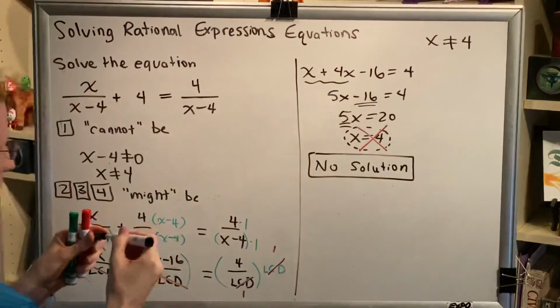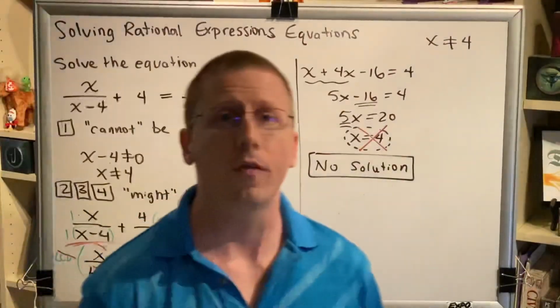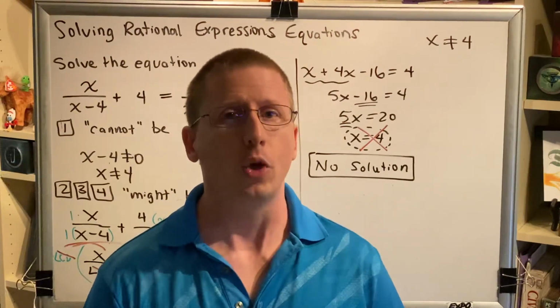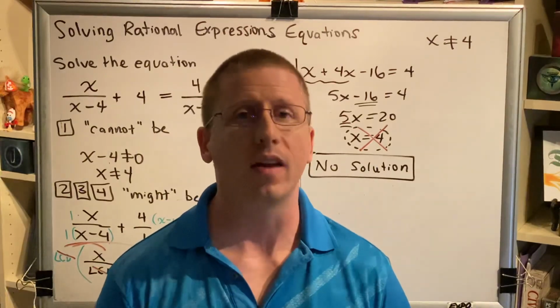This illustrates the importance of always going through all 5 steps for every single problem, because you never know when a possible solution will actually not be allowed. You have to compare it to what you found in step 1 and what you might find in step 5.